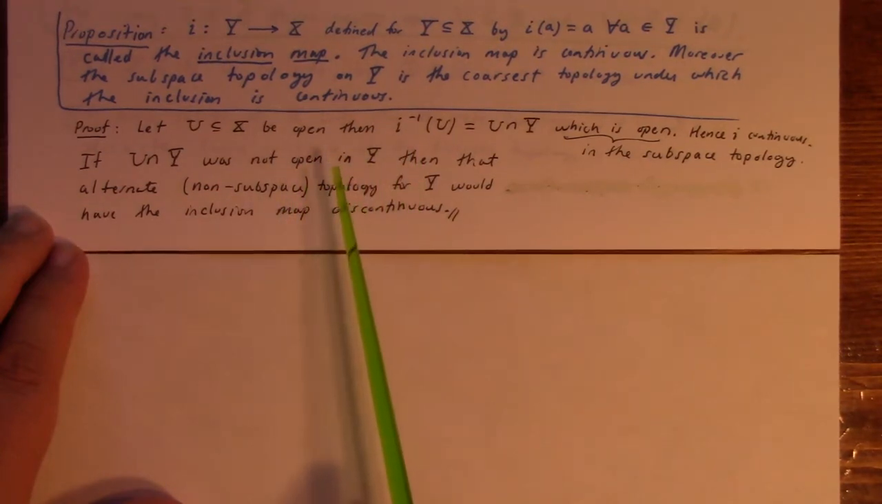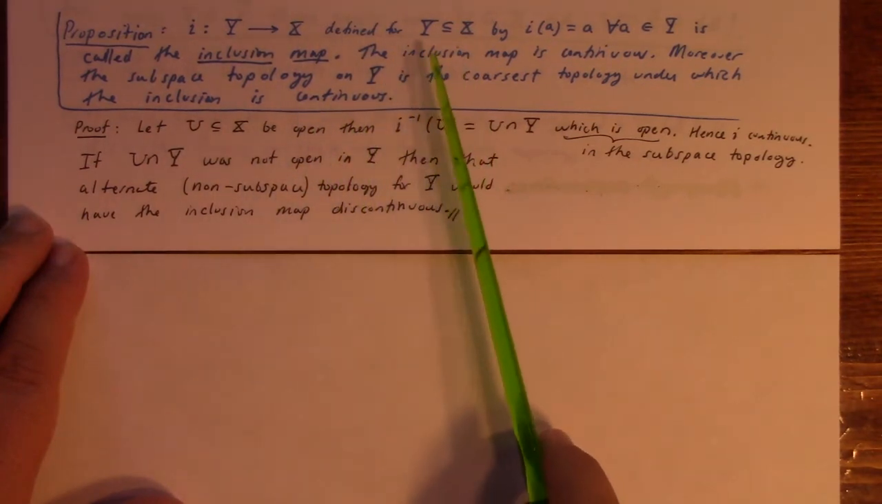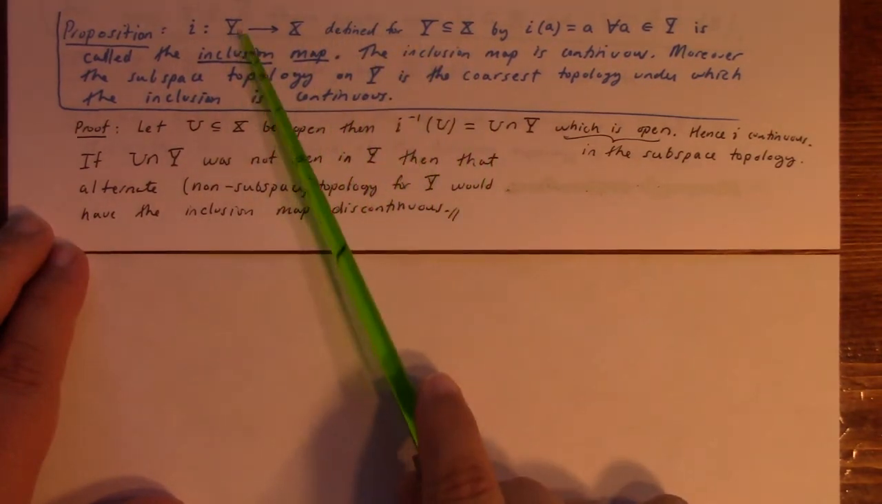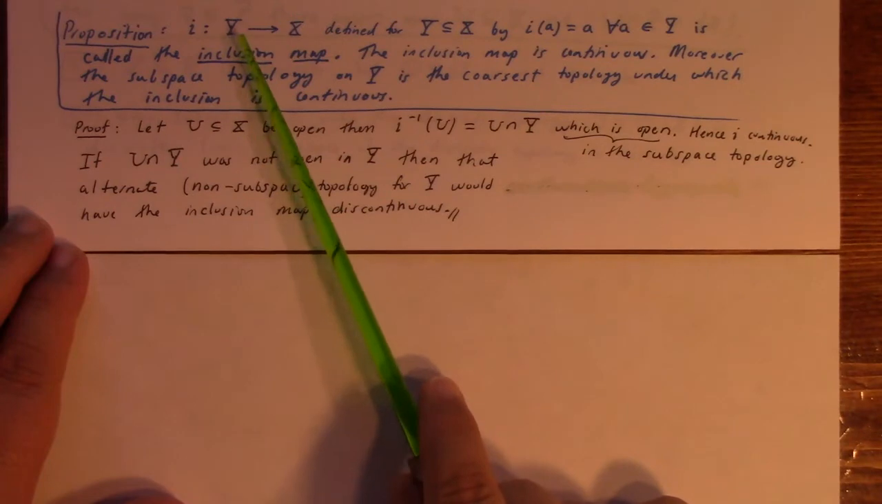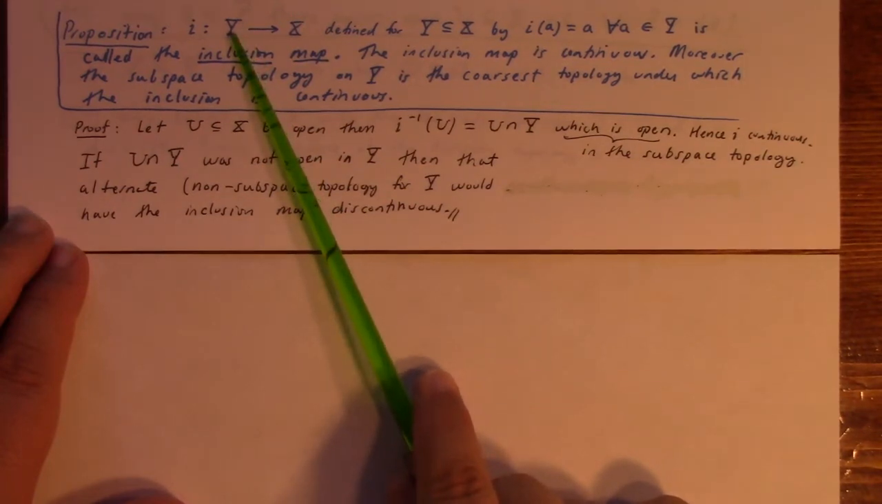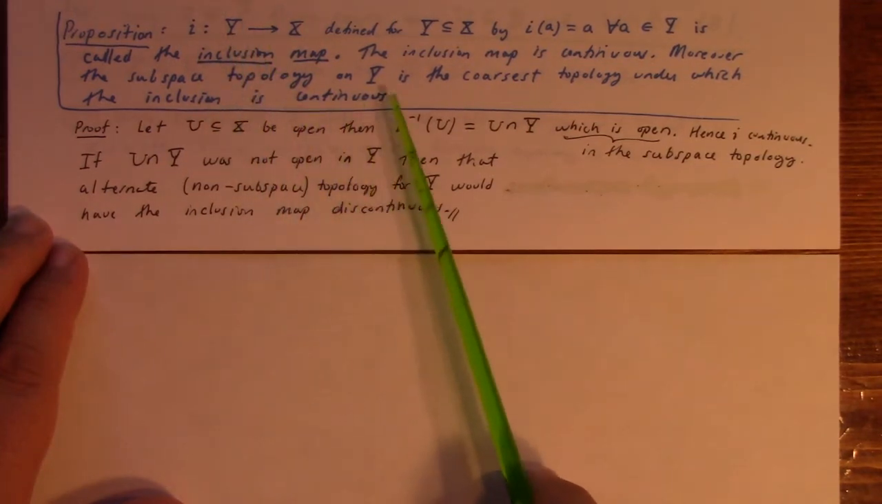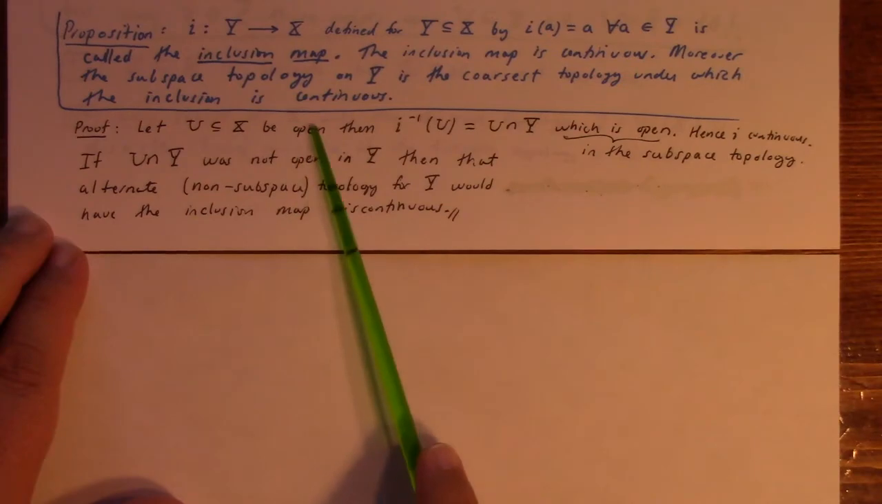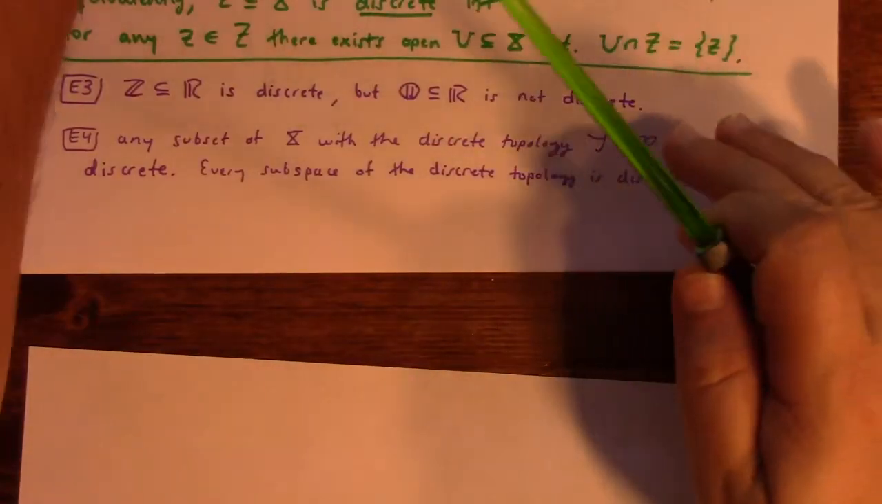So in other words, if you have a topology for Y which doesn't at least include the open sets in the subspace topology, then the inclusion map is not going to be continuous, which is to say that the subspace topology is the coarsest topology from which the inclusion map is continuous. All right, moving on here.